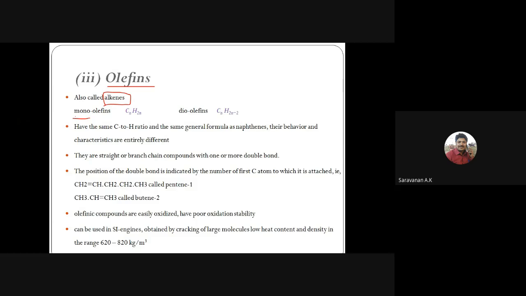subdivided into two: one is the mono and another is the di-olefin. Mono and di are represented by CnH2n and CnH2n minus 2. Here the carbon and hydrogen ratio is the same, the same general formula as for the naphthenes too.